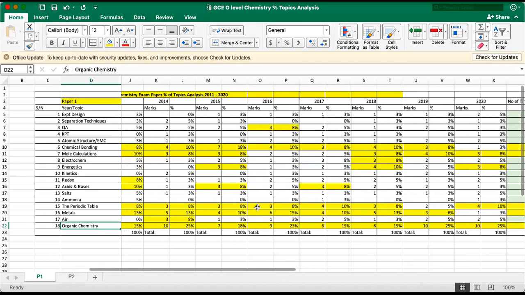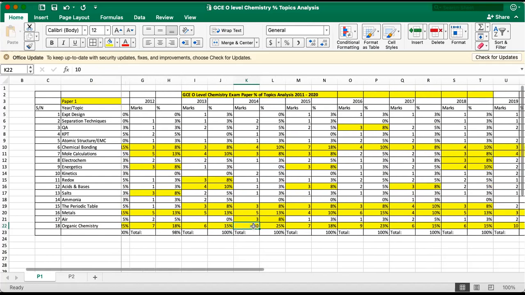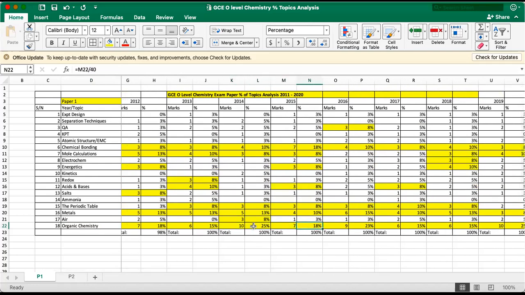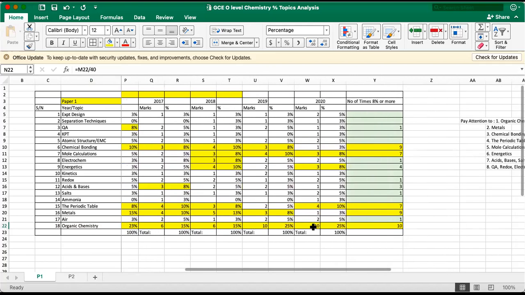So if you look at the breakdown of the marks for paper one, okay, starting from 2011, we can see that the percentage coverage is at least 15%. Among all the topics, it is the topic that has the highest percentage. And normally in the MCQ paper one, they will be the last few questions. Last year, about 10 questions are organic chemistry. So we can see that organic chemistry is super important.